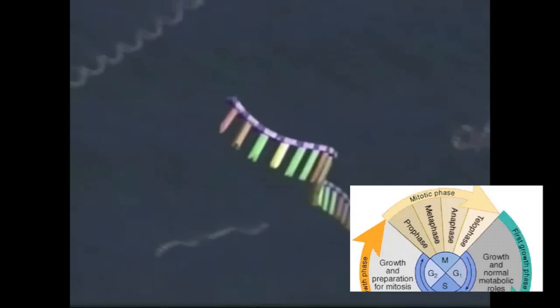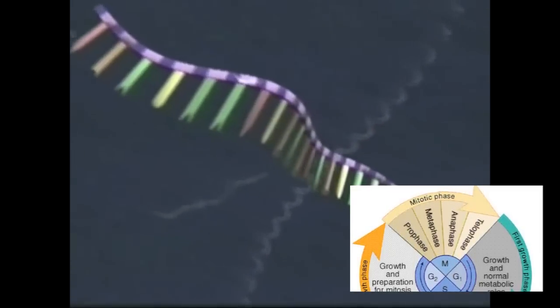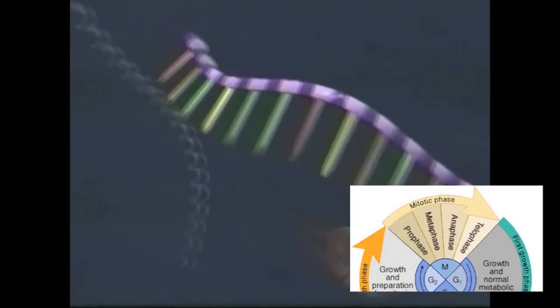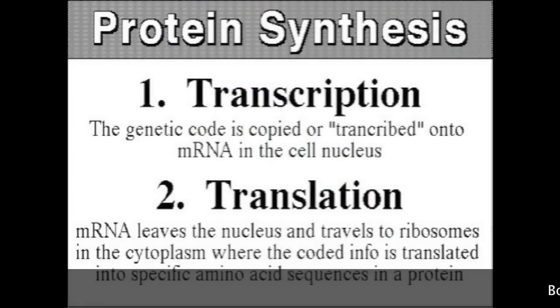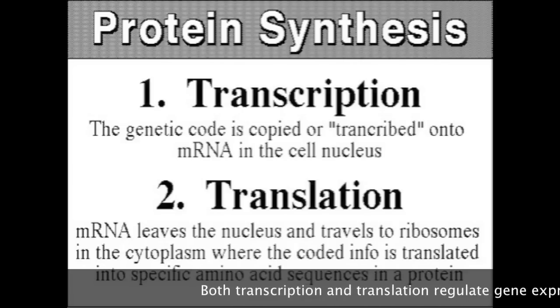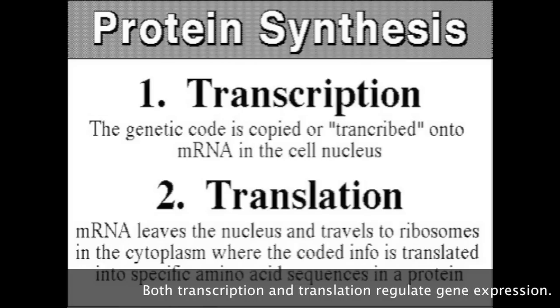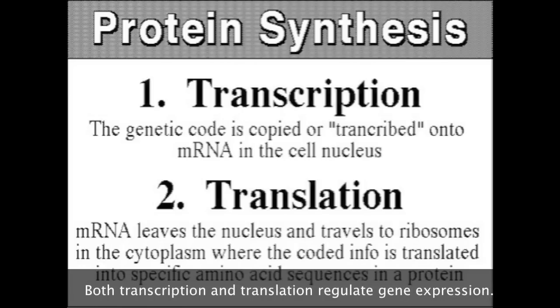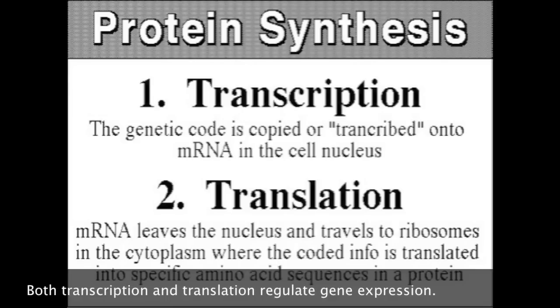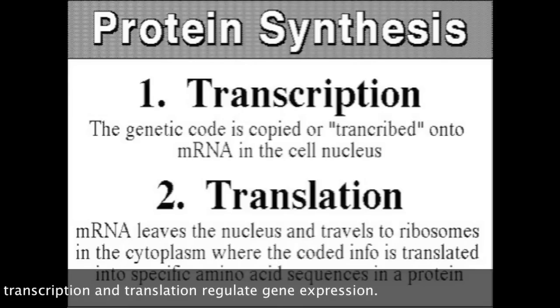During the DNA replication process, there is a step when the genetic code becomes protein. This step is called protein synthesis and occurs in two parts, transcription and translation. In transcription, the genes of the DNA are read and copied onto the mRNA, in the cell nucleus. In translation, the mRNA leaves the nucleus and travels to ribosomes in the cytoplasm, where the coded information is translated into specific amino acid sequences in a protein.